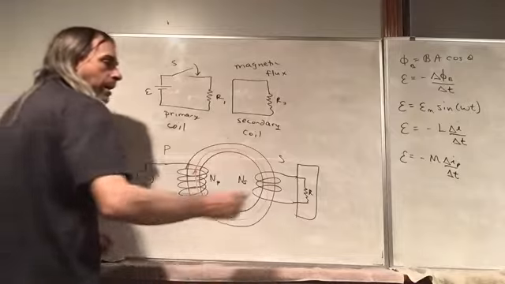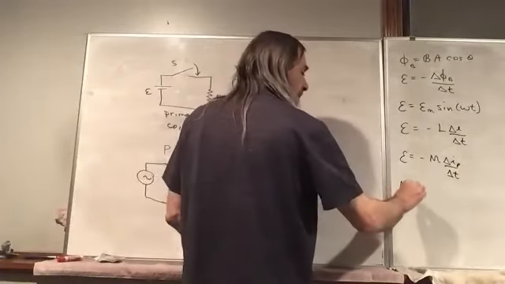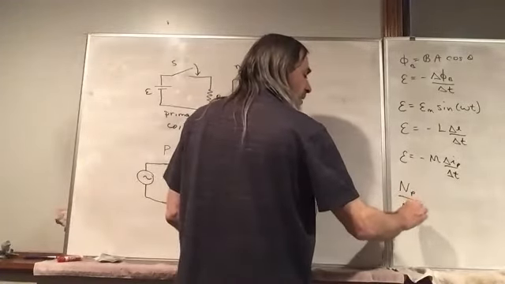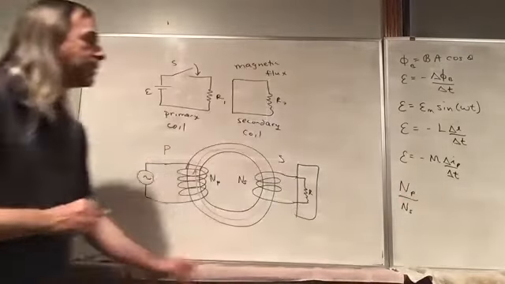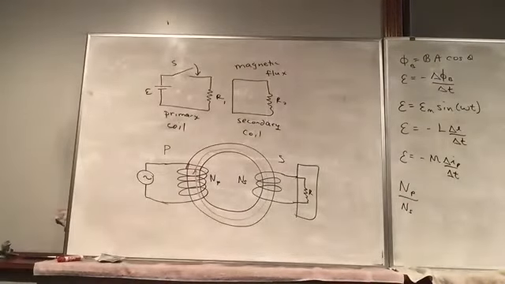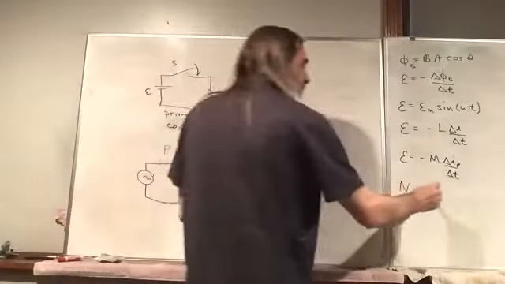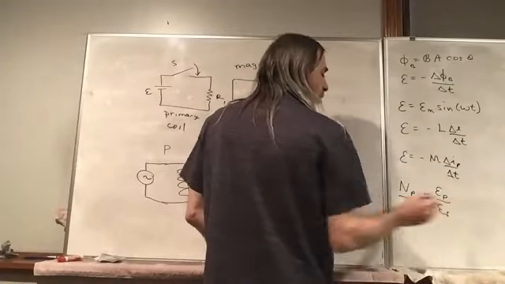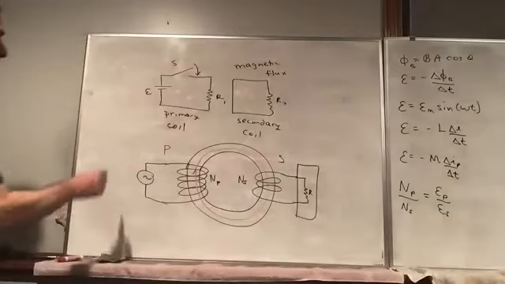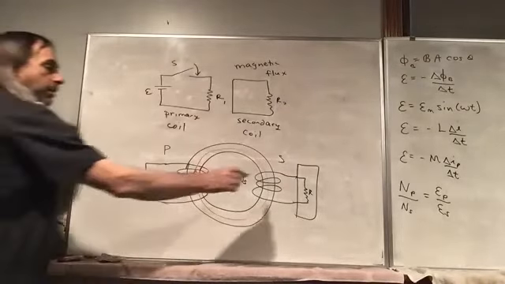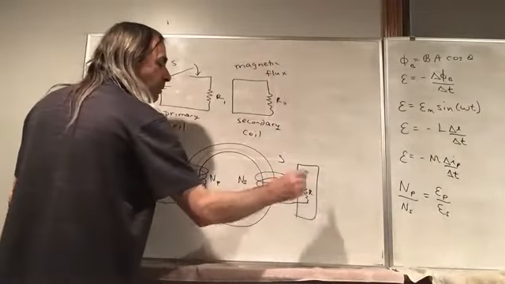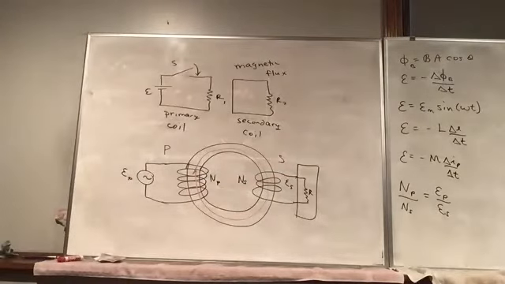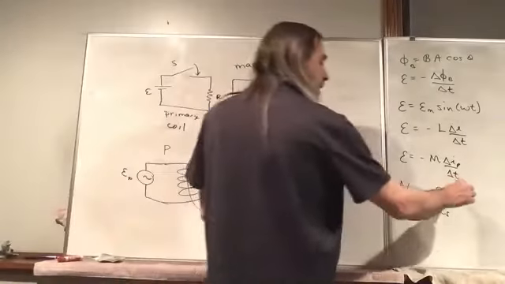And so this ratio, say the number of loops in the primary coil divided by the number of loops in the secondary coil, that's equal to the ratio of the EMF. So here we have the EMF in the primary coil. Here we'd have the EMF, which drives a current in the secondary coil. And there's an inverse relation when we look at the currents.